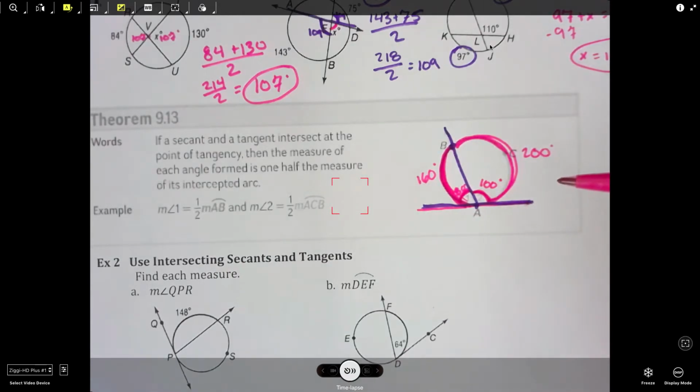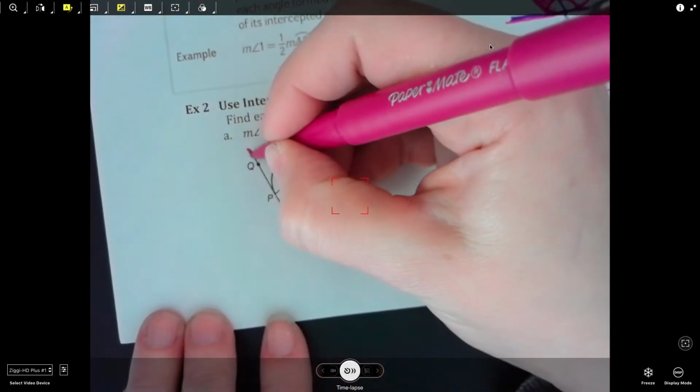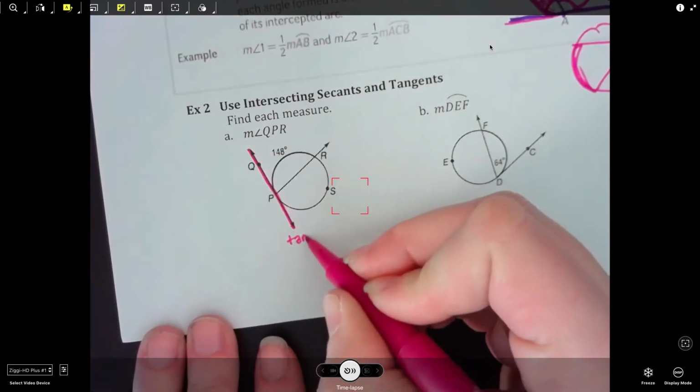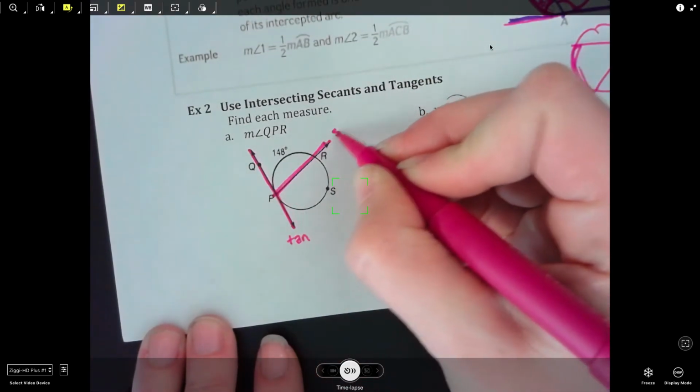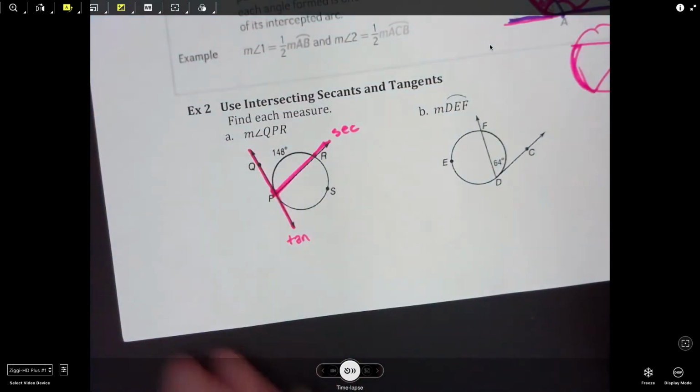And we had a theorem that was like that before, where this angle is half of what this arc is. Kind of the same thing here. Okay, so secant lines and tangent lines are intersecting with each other. I'm just going to mark this one as my tangent line just for practice. Tangent line, this one is my secant line. Secant line is touching at 2 places. My tangent line is touching at only 1 place, okay?